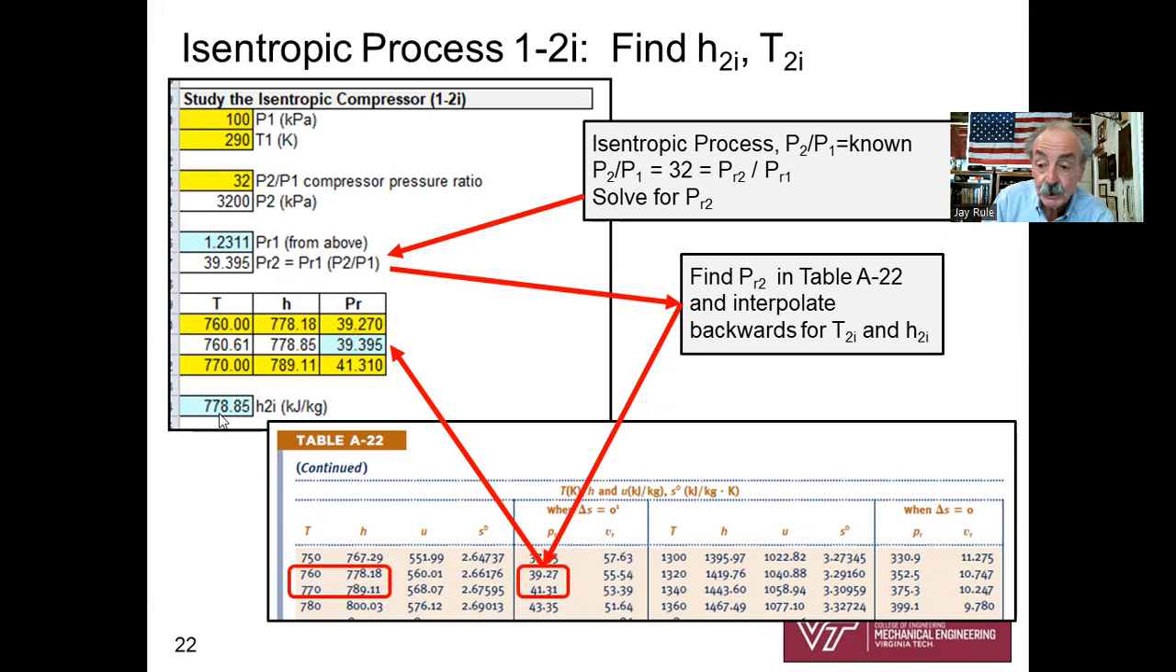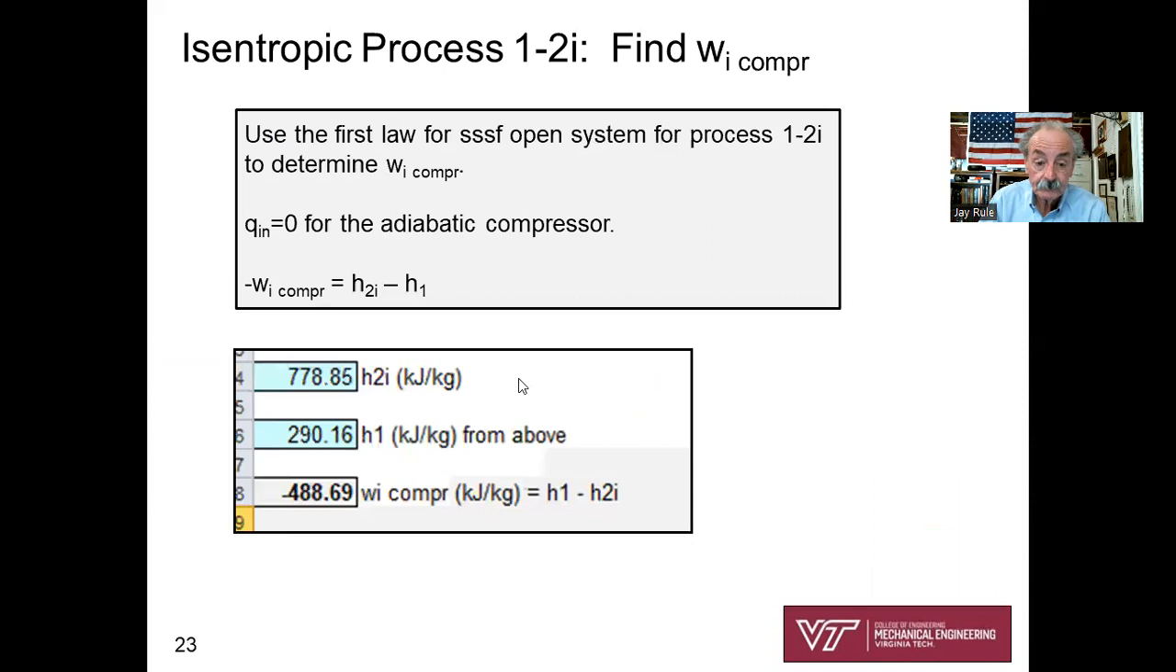And so H2I, you see in my solution, I did the interpolation, but I didn't carry it out for T2I because I'm not going to be using it. What I really need is H2I, 778.85. That's key. We're going to need H2I. And why do we need H2I? We're going to use the first law to get the isentropic work for 1 to 2I. We're working on the compressor.